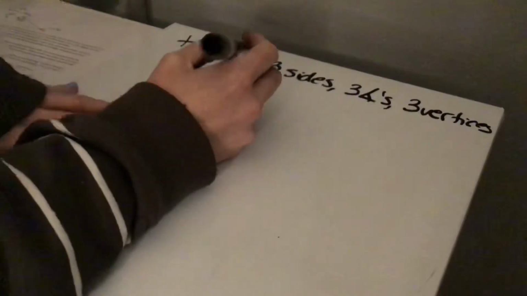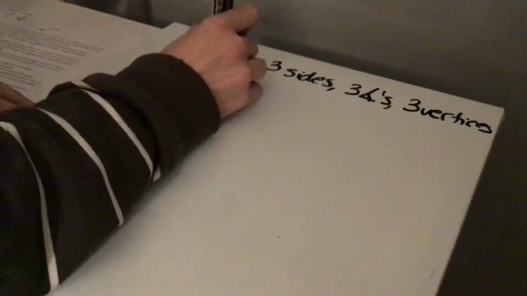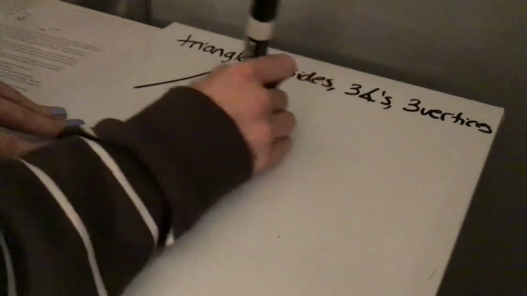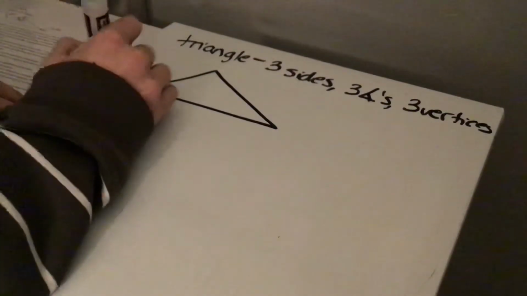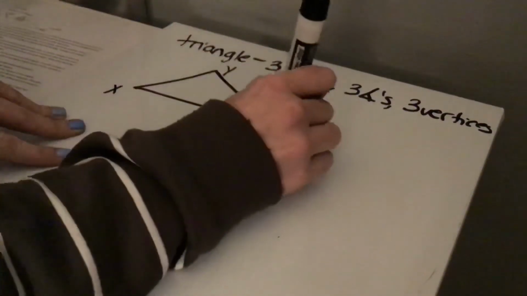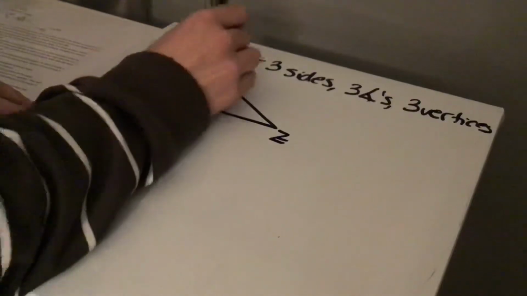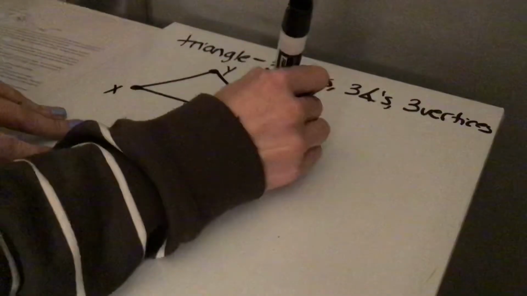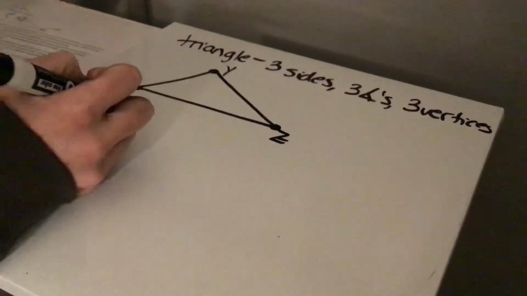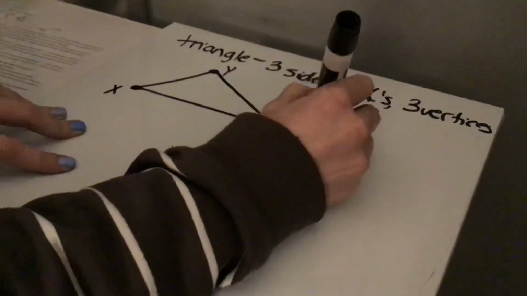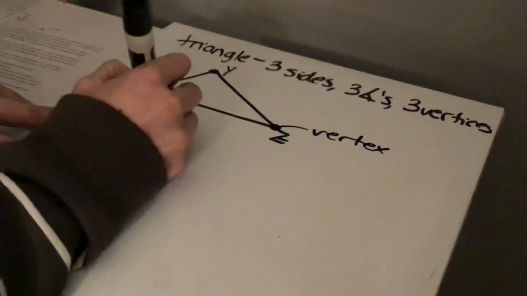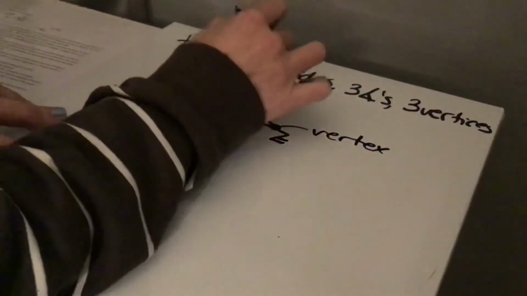Okay, so in our figure here, this is X, Y, and Z. Where 2 sides of your triangle meet are called your vertices. So this would be one vertex, this is a vertex, and this is a vertex.